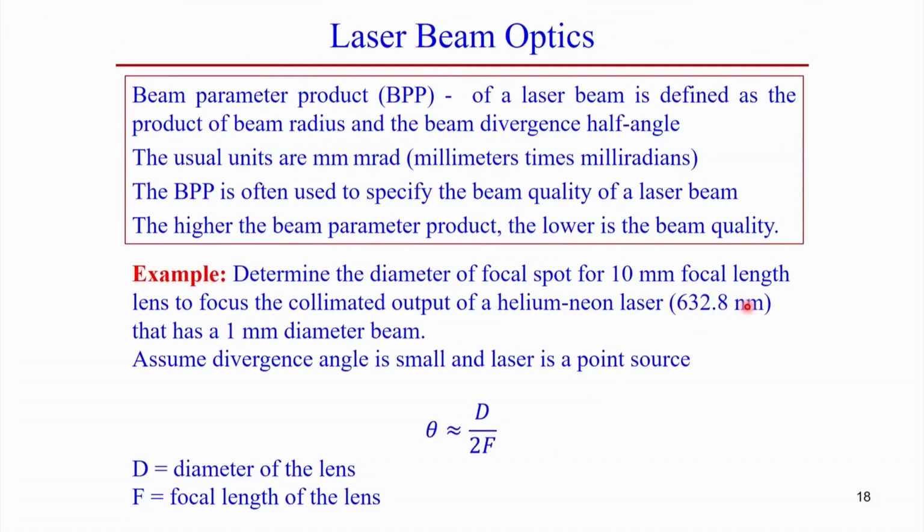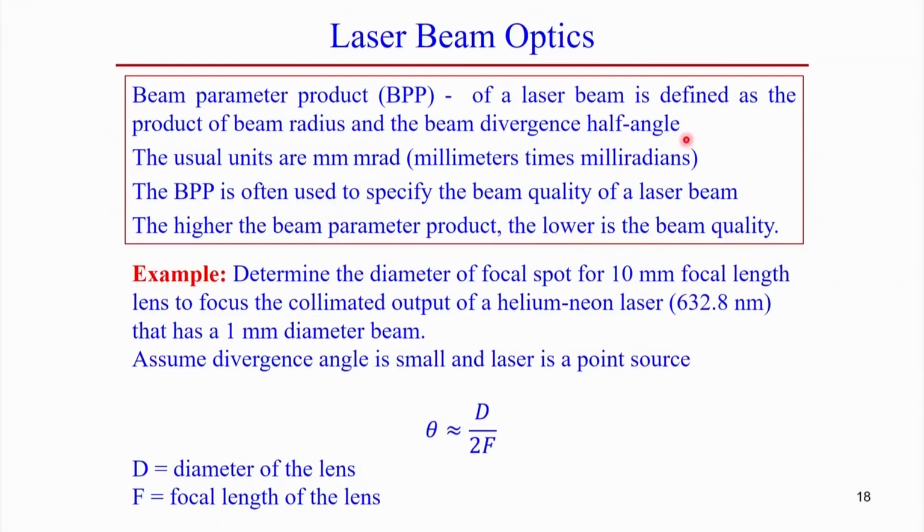So, the usual unit is millimeter times milliradian, that is called mm-mrad. So, this is the unit for the beam parameter product. The BPP is basically used to specify the laser beam quality, and in general, the higher the value of the BPP, the lower is the beam quality.